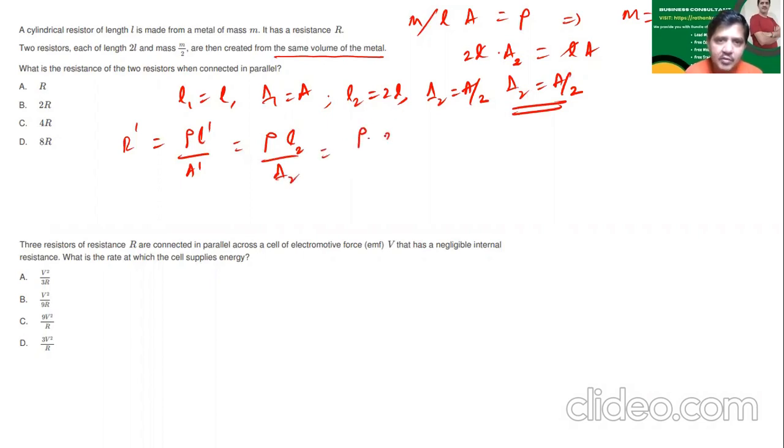Rho into what is L2? 2L. What is A2? A/2. So what is the answer here? 4 times rho L divided by A. This is the resistance, the new resistance.